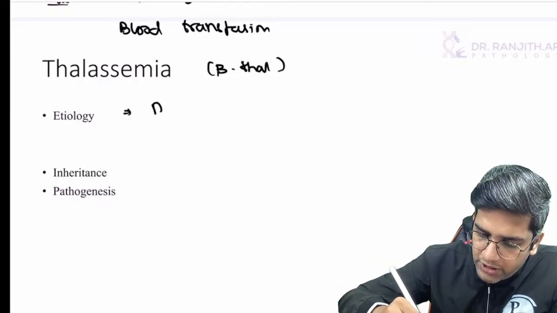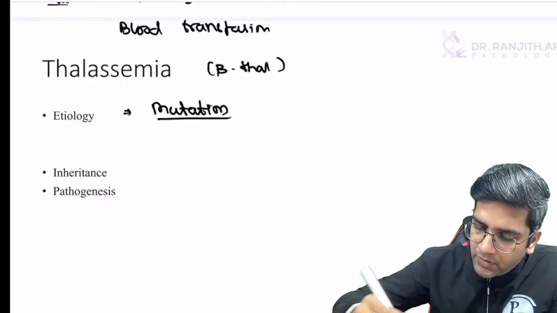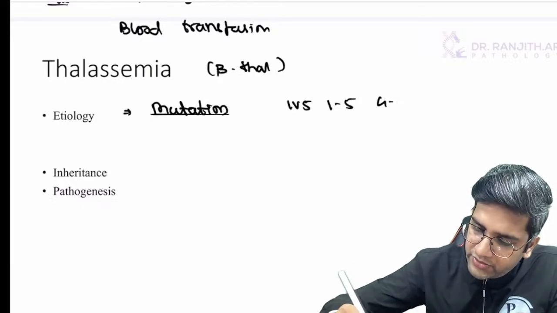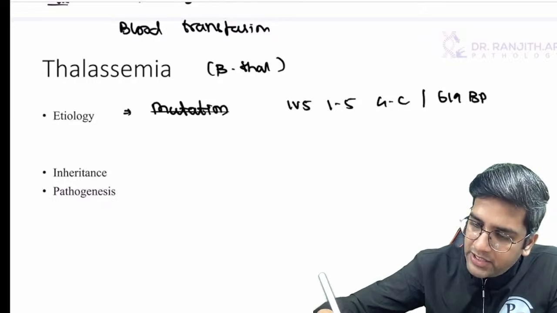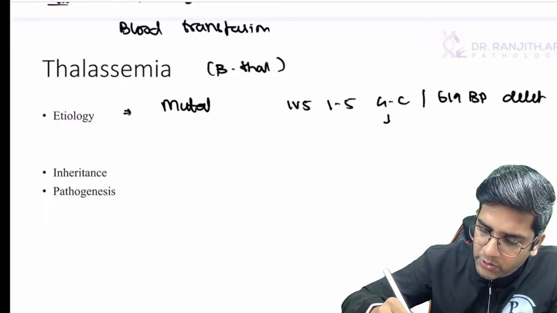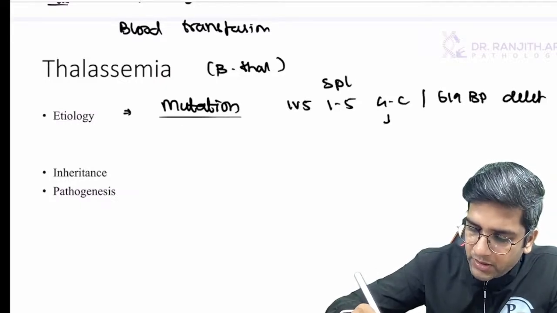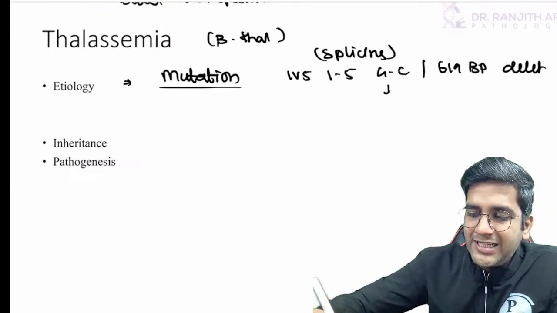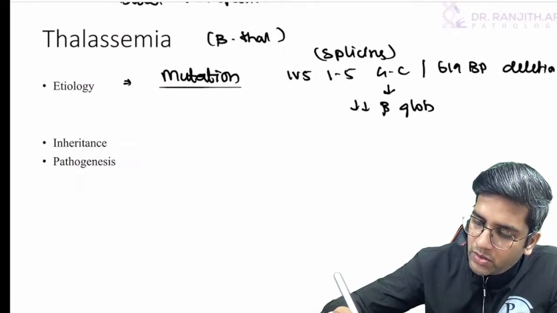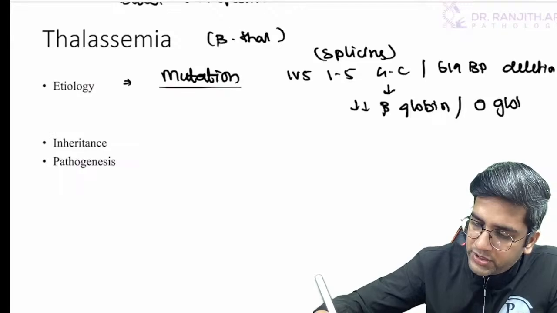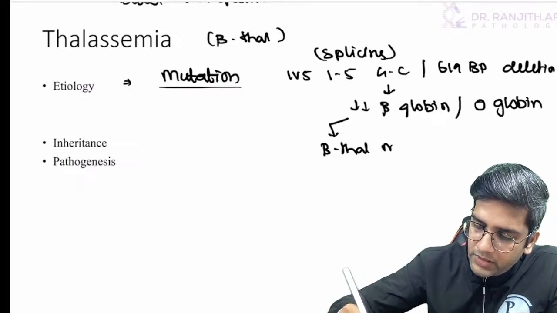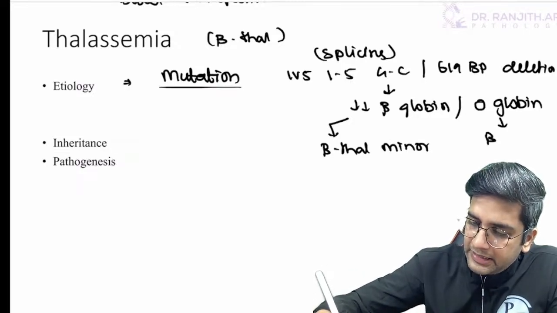So here I'll have mutations: IVS 1-5, G to C, a common mutation seen, or a 619 base pair deletion. These are 2 common mutations seen. If it's very difficult to remember the mutation, just write that there's a splicing mutation. At the same time, there's a chain terminator mutation or a deletion, which reduces the beta globin chains, or makes them zero. Based on the different permutations and combinations, if it's a reduced beta chain, I can call it beta thal minor. If there's no beta chain at all, we'll call it beta thal major.